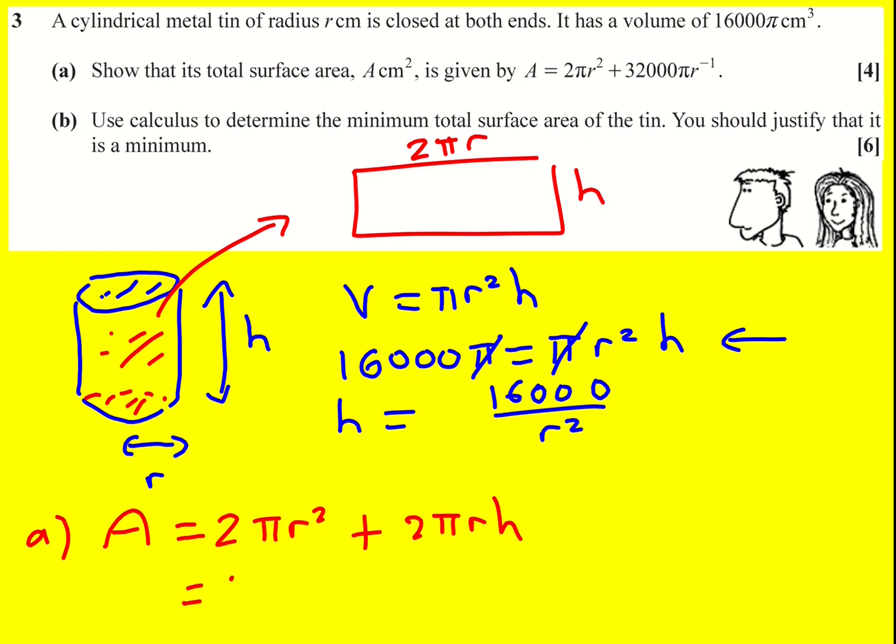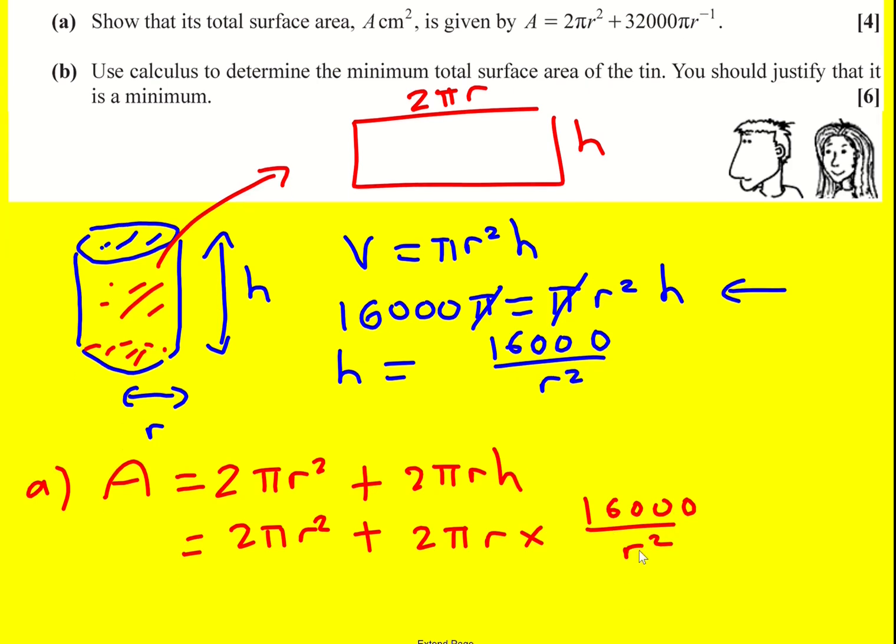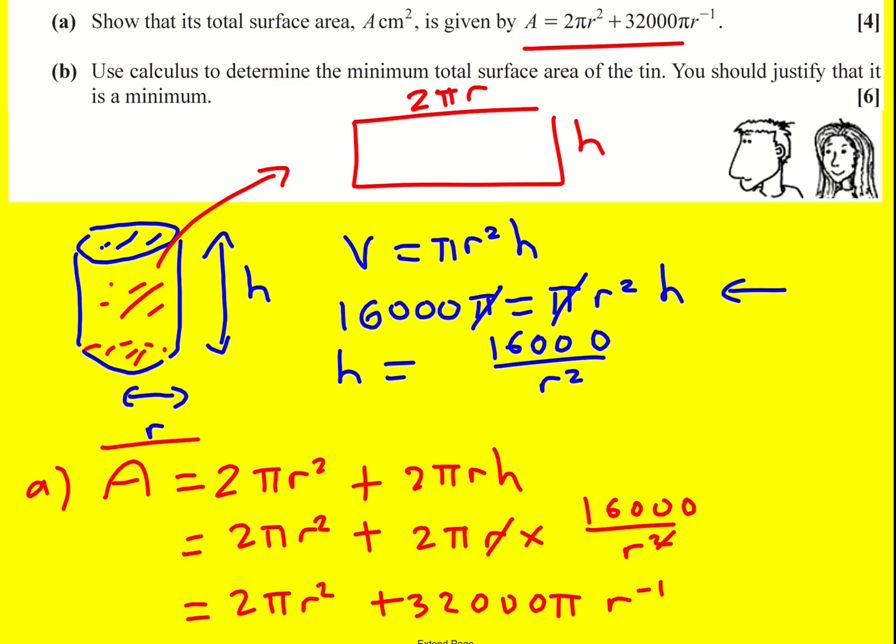Okay, I'm nearly there. So it's going to be 2 pi r squared plus 2 pi r times 16,000 over r squared. This r is going to cancel with one of those because I'm multiplying by r and dividing by r. And then the 2 times 16,000 is going to give 32,000. Still got my pi in there, but it's going to become r to the minus 1. I feel like that's enough. This is a show that question, so you've got to show enough work, but I feel that's definitely enough.